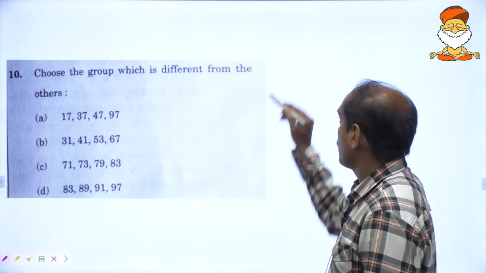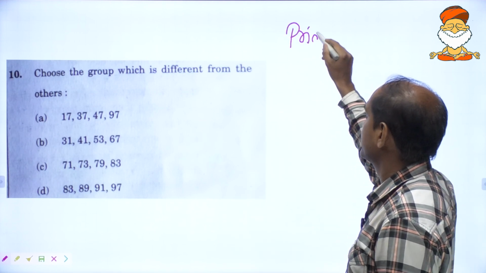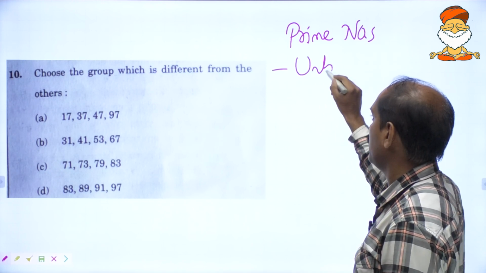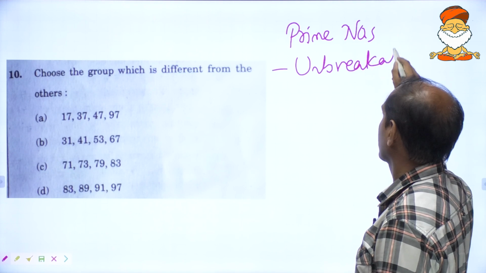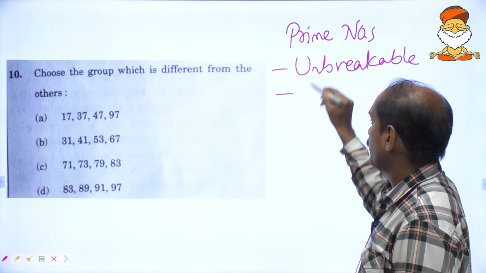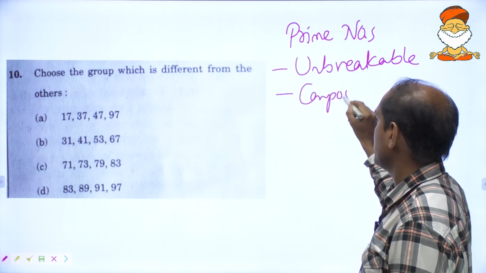Prime numbers are called unbreakable numbers. Opposite word, composite numbers.